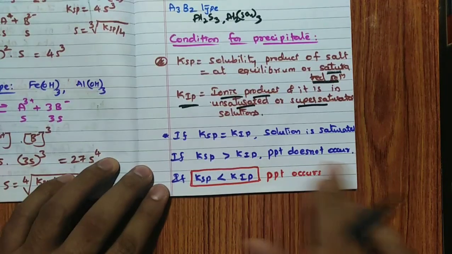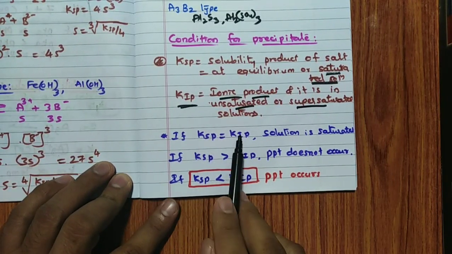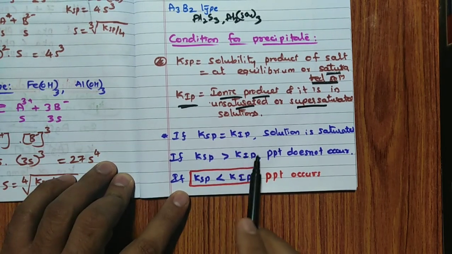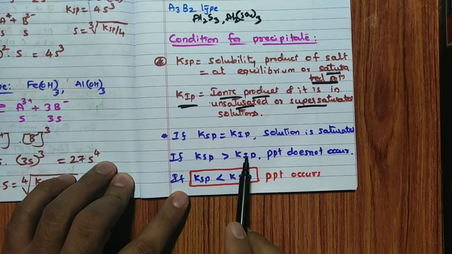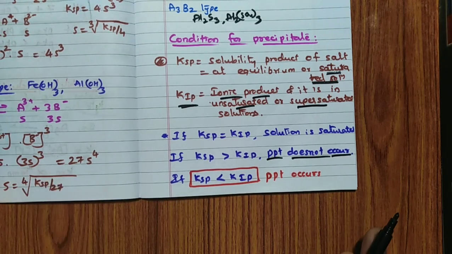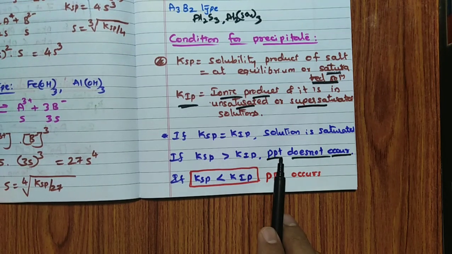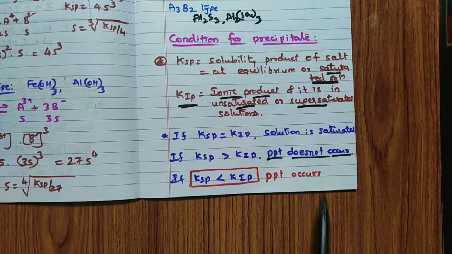So now what happens is, solution saturated, the meaning is that both are equal. Ksp is equal to Kip. If Ksp is more than Kip, precipitation does not occur. Remember, if solubility product is more than ionic product, always precipitate does not occur. Remember that point. Ksp less than Kip, precipitation occurs.